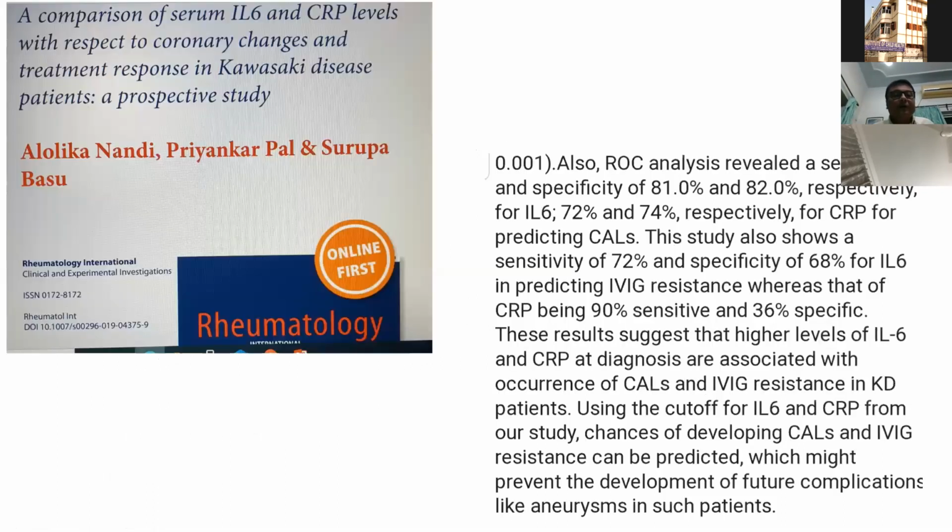Another interesting investigation that we were doing, the interleukin-6 and CRP, we were comparing. This was again a thesis of one of our PGs, and she could get it published in a good journal. So the finding was that higher levels of interleukin-6 and CRP at diagnosis are associated with occurrence of coronary artery lesions and IVIG resistance. So IVIG resistance and coronary artery lesions are related to the higher levels of these inflammatory markers.